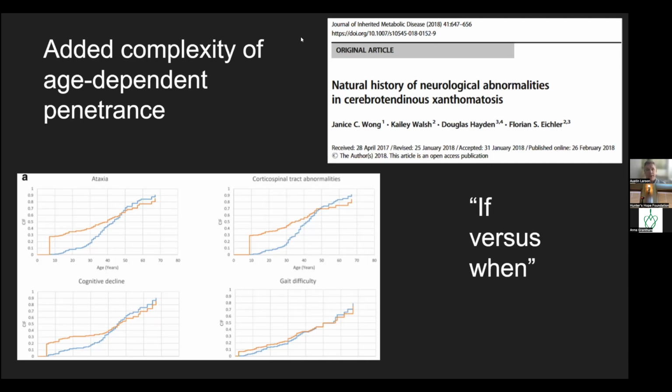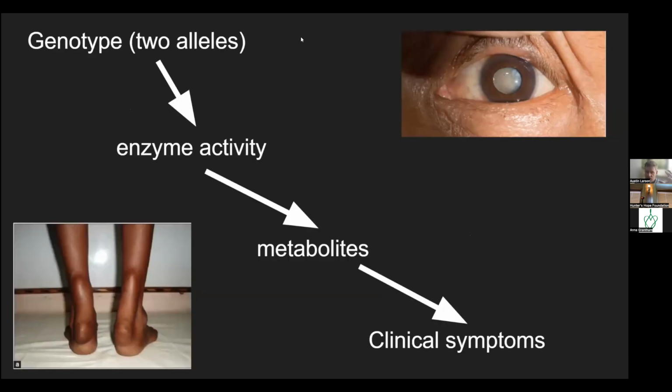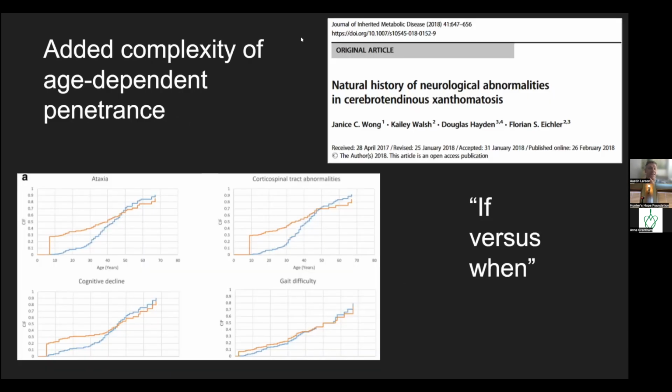So understanding exactly how the genotype interacts with the residual enzyme activity, resulting in a certain level of metabolic perturbation, resulting in certain clinical symptoms, is complicated, and it takes decades to figure out exactly how an individual will be impacted by CTX.